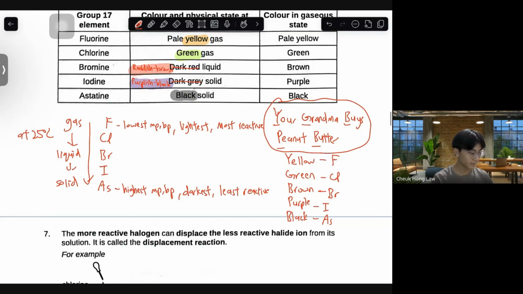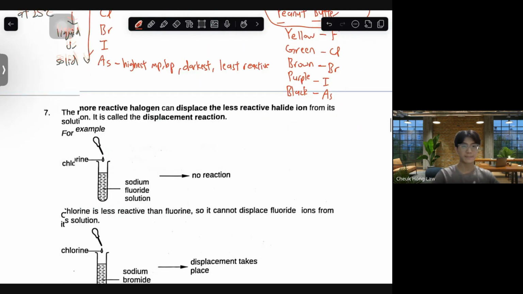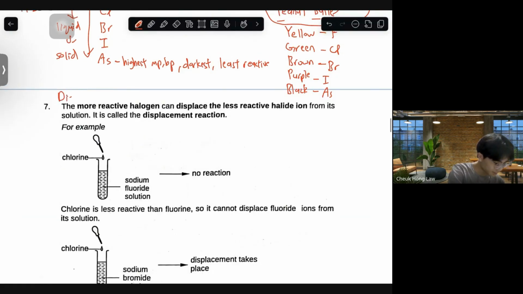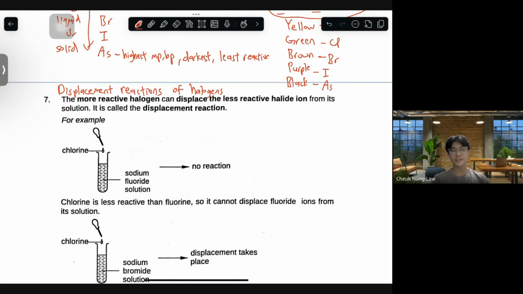Okay, moving on. This one is displacement reactions of halogens. So what is a displacement reaction? It's basically when you have a more reactive halogen, it can displace the less reactive halide ion. Okay, a halide ion is just the ion of a halogen.